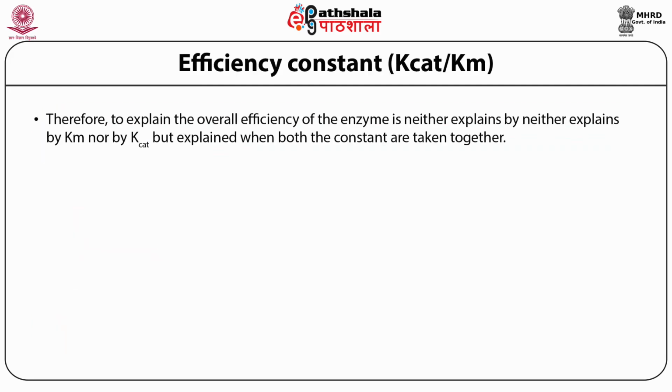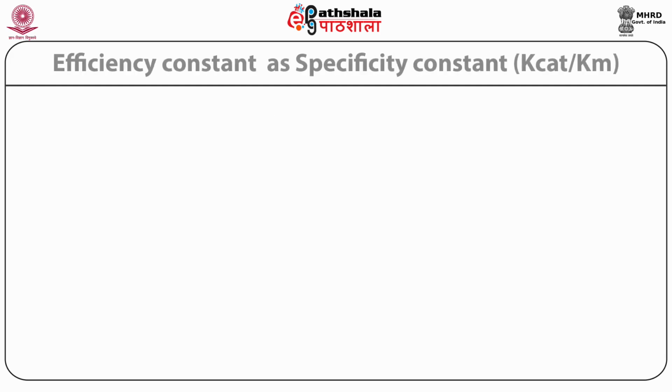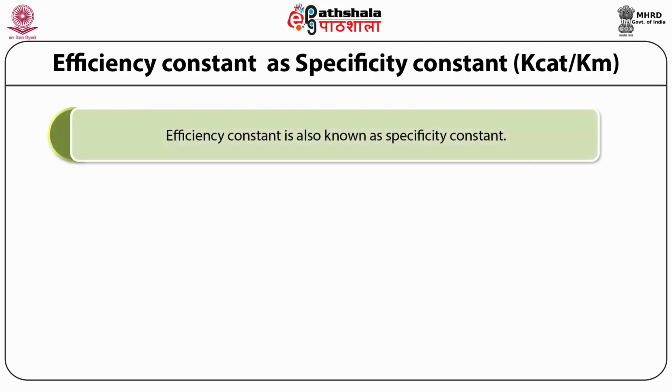Therefore, to explain the overall efficiency of the enzyme, neither Km nor Kcat is important alone. But if you take both together, they are important, and that is represented by Kcat by Km. So you can say that Kcat by Km explains the efficiency of an enzymatic reaction. The efficiency constant, or Kcat by Km, is also sometimes referred to as the specificity constant.